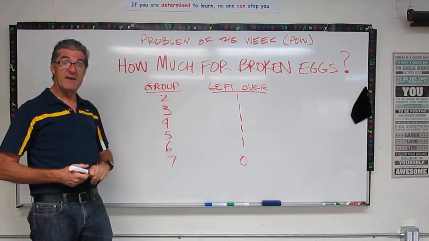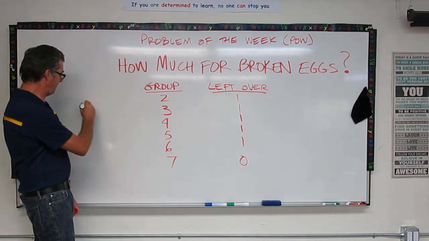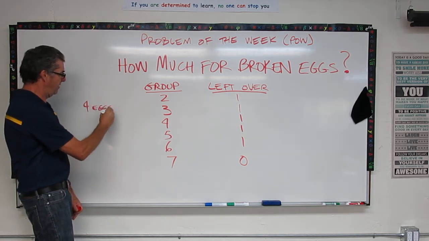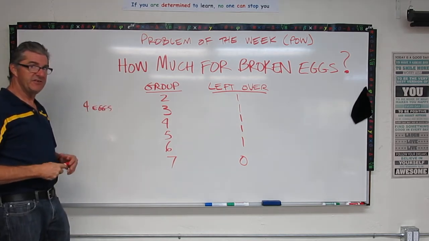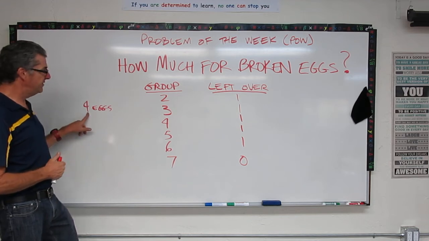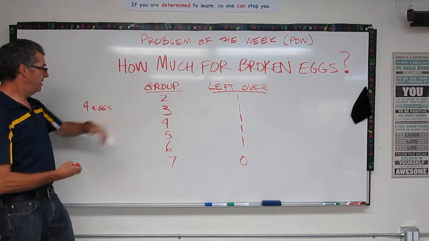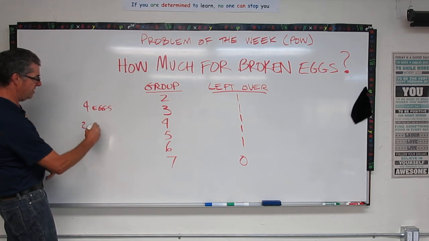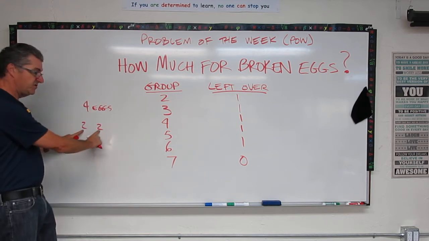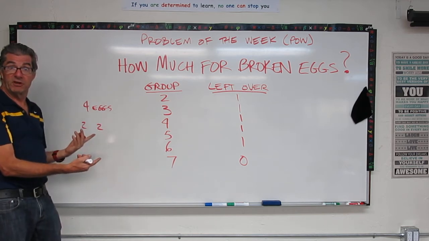For example, if I had 4 eggs, would that work? And the answer is no, 4 eggs doesn't work, because in groups of 2, that would mean I'd have 2 eggs here and 2 eggs there. There's groups of 2, there's none left over. Okay, so that doesn't work.